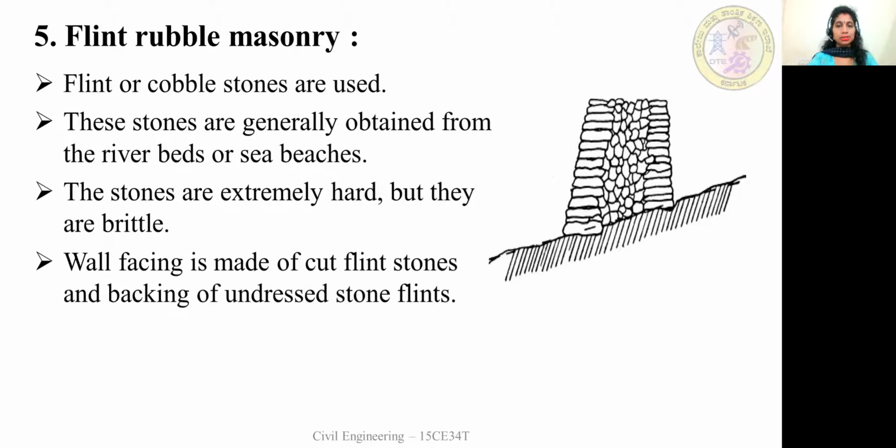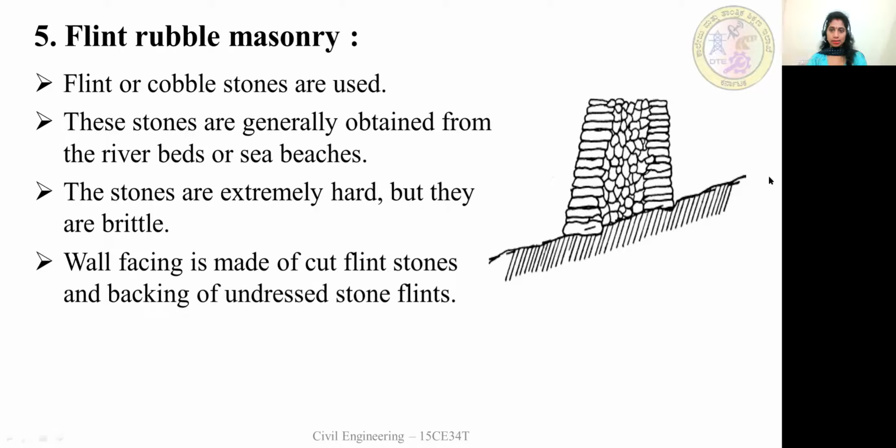It is generally obtained from riverbeds or sea beaches. These stones are extremely hard, but they are brittle and therefore they break easily. Wall facing is made up of cut flint stones and backing of undressed flint stones.